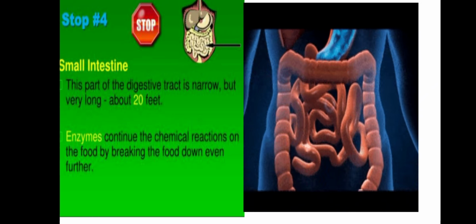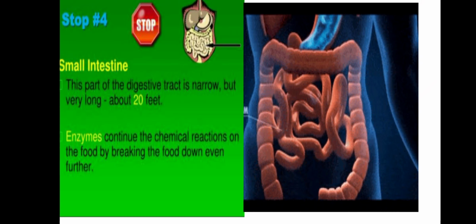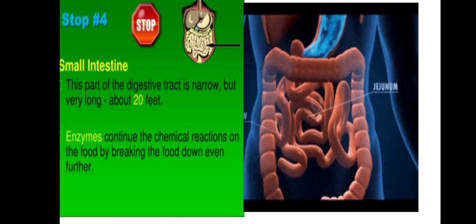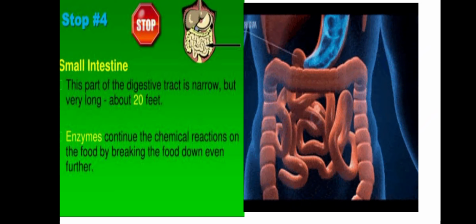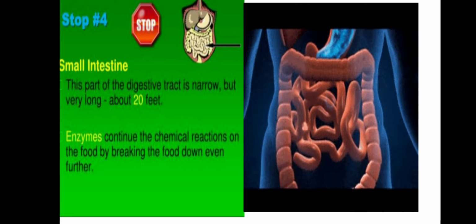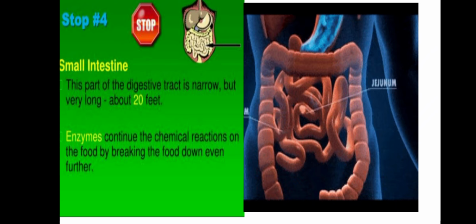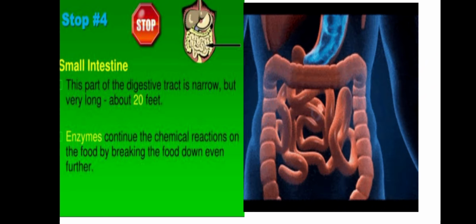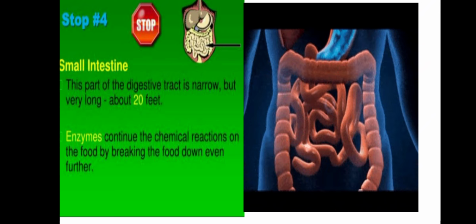So in today's lesson, we have learned about the fourth and the fifth stoppage. First one is the small intestine. This part of the digestive tract is narrow but very long, about 20 feet, so most of the food gets digested in the small intestine. Enzymes continue the chemical reactions on the food by breaking the food down even further.